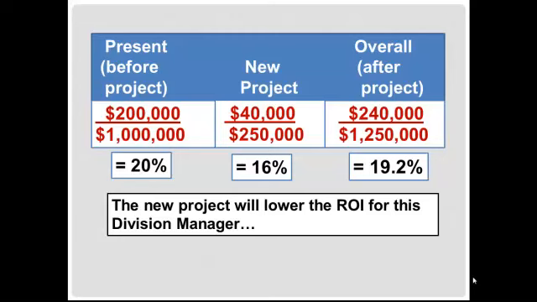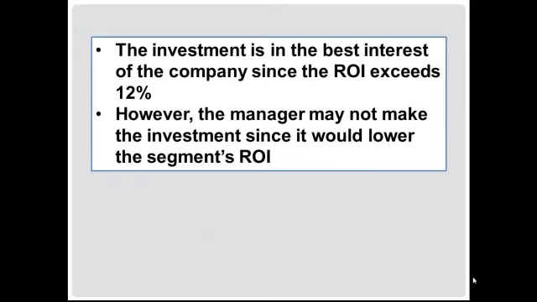And you may think, well, that's no big deal. It's still above 12%. But of course, this manager wants to maximize his performance evaluation. This could be even worse if the manager earned a bonus if he earned an ROI of 20% or higher. So you see there is some kind of conflict here. This investment, again, the corporate headquarters would want them to make. But the manager may choose not to because he or she might look out for their own interest above the company's expectations and just try to maximize their ROI. So the bottom line is ROI has some behavioral issues.